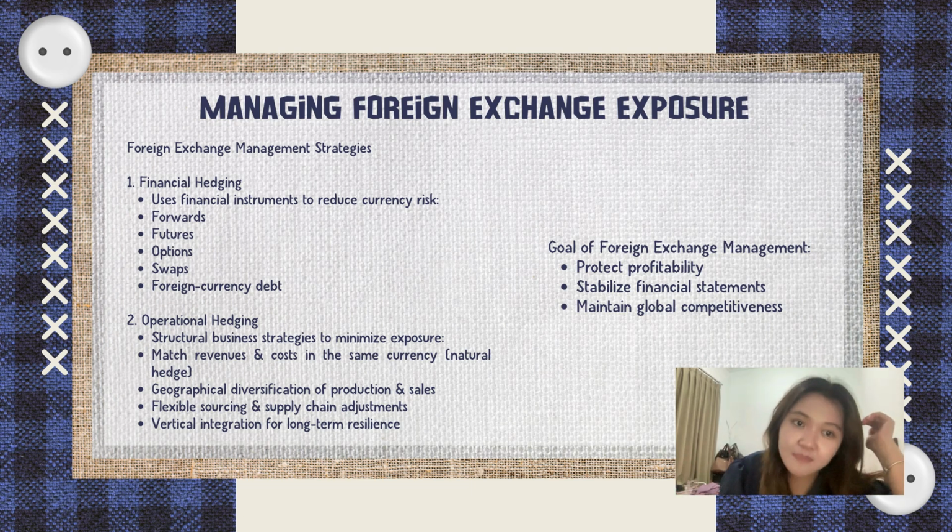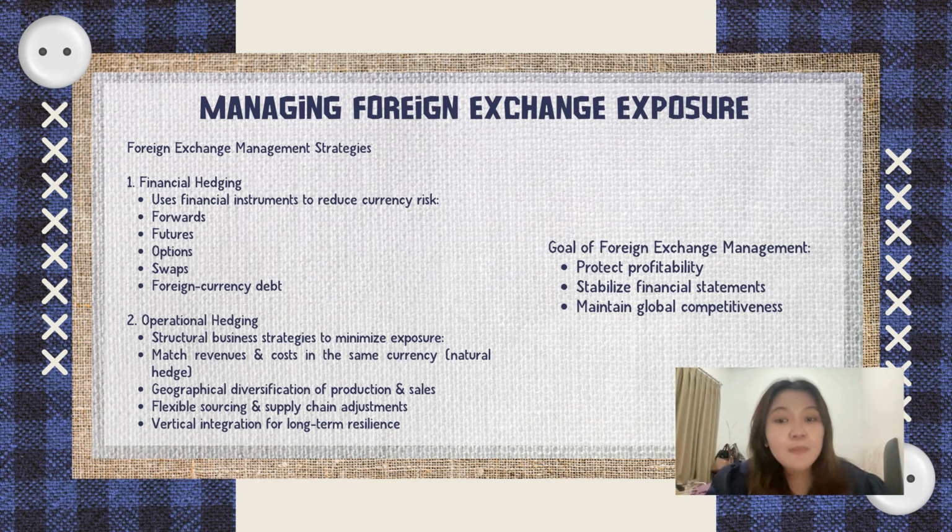On the other hand, operational hedging involves business and structural decisions. For example, matching revenues and costs in the same currencies, diversifying production and sales across countries, adjusting sourcing strategies, and building flexible supply chains. These strategies help reduce risk naturally without relying too much on financial contracts.